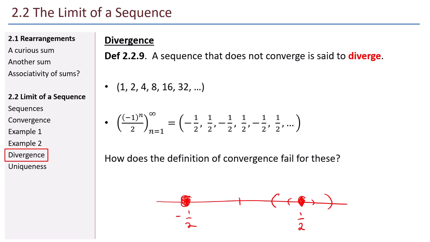But the problem is that there's no point after which all the terms of the sequence are within epsilon of 1/2. I'm always going to be having some terms that bounce out of that epsilon neighborhood.